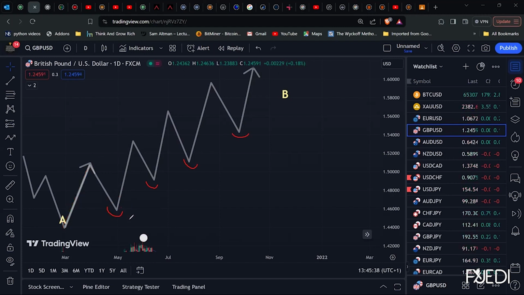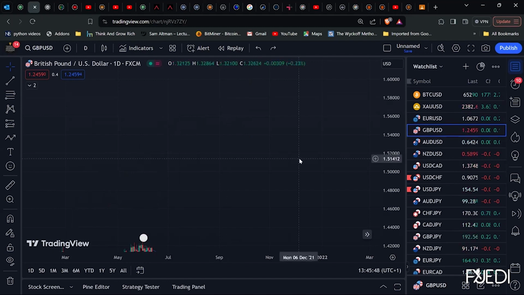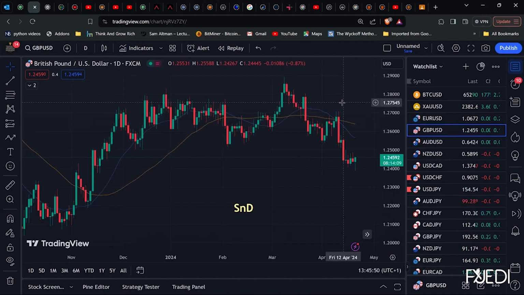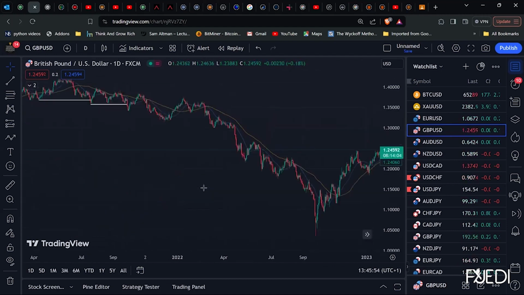So this way, we're not forcing price. Basically, we're just looking to ride the trend, right? That's what true trend following is all about, where we simply look to ride the trend in the market. Now, let's see how we can do that using the concept of supply and demand.